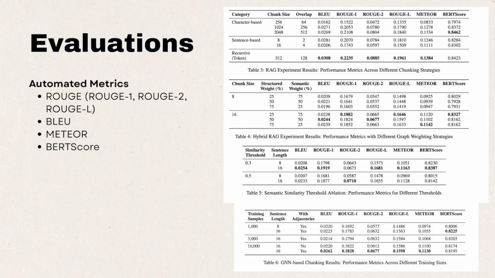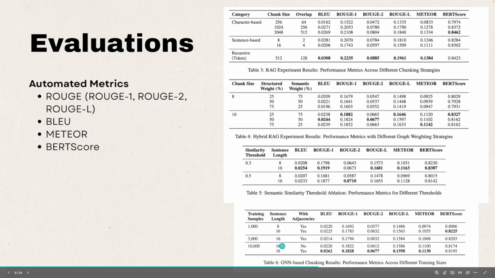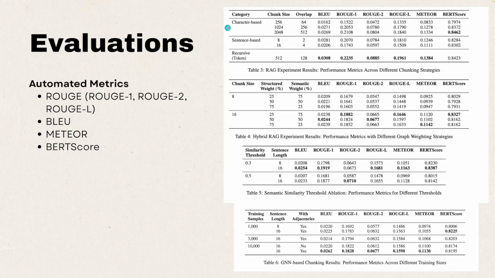Automated metrics from our evaluations are shown here. We can see the recursive text splitter being the best performing baseline. Hybrid graphs and our GNN pipeline output comparable results to existing character-based and sentence-based chunking methods.